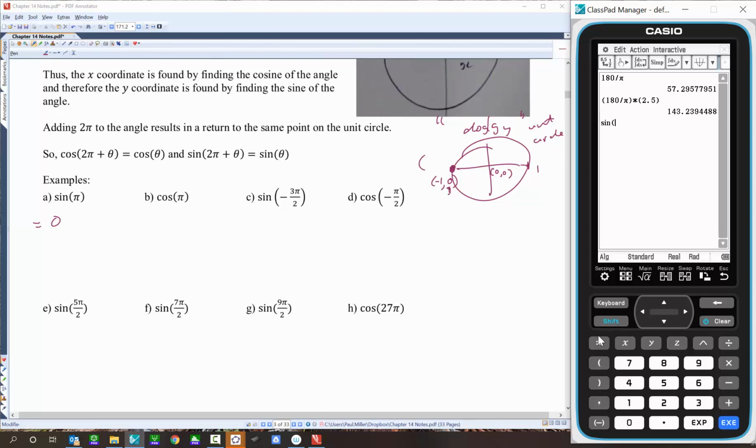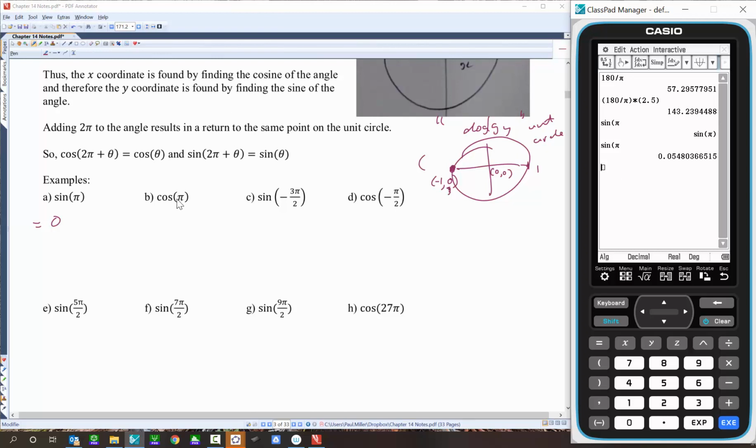Yes, it is. Shift 1 for sine and shift 0 for pi, and it will tell you it's 0. Noting that if you're in degrees mode, it's going to be a totally different answer, because it thinks you're operating in degrees when you want to operate in radians, which are two completely different things.